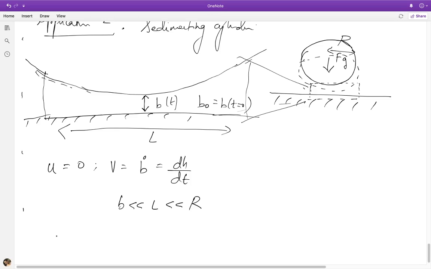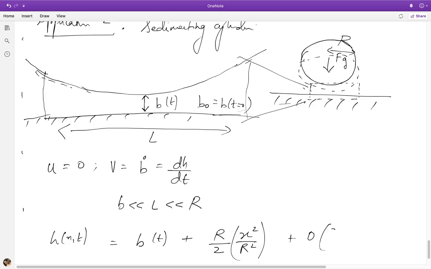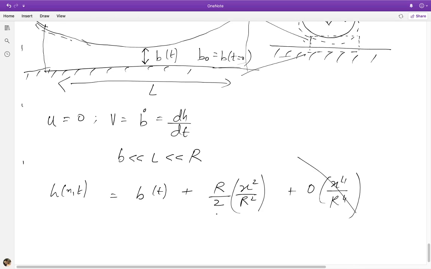Right, and so we can write in fact that h of x comma t in our problem is nothing but b of t plus, if you work out the exact geometric factors, it becomes R by 2 times x squared by R squared, plus order of x to the power 4 by R to the power 4. Because x by R we are going to consider in a domain where x by R is small, because remember I said L is much less than R and L is the maximum value for x. So then we can drop these terms off, and this is what gives us the parabolic relationship.